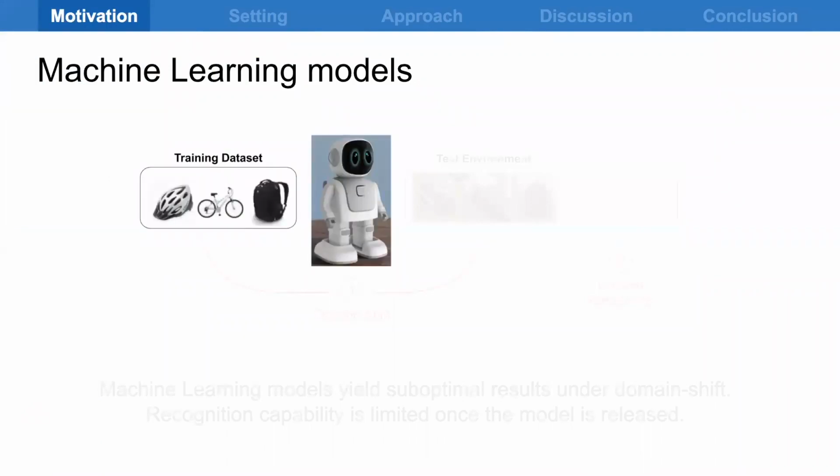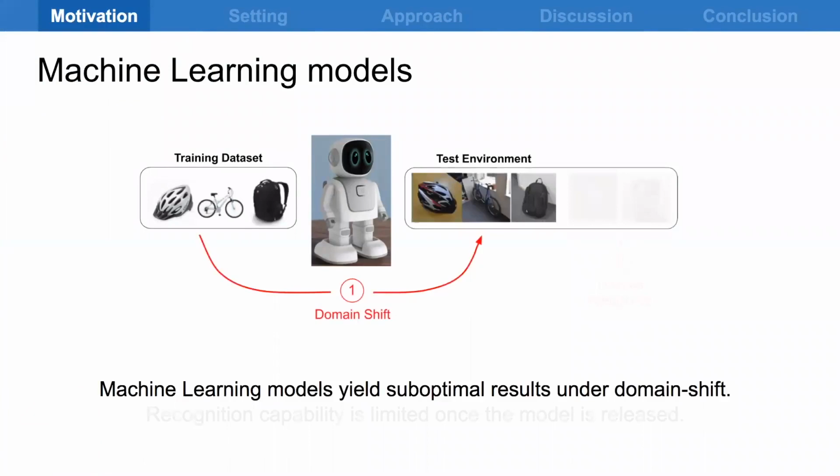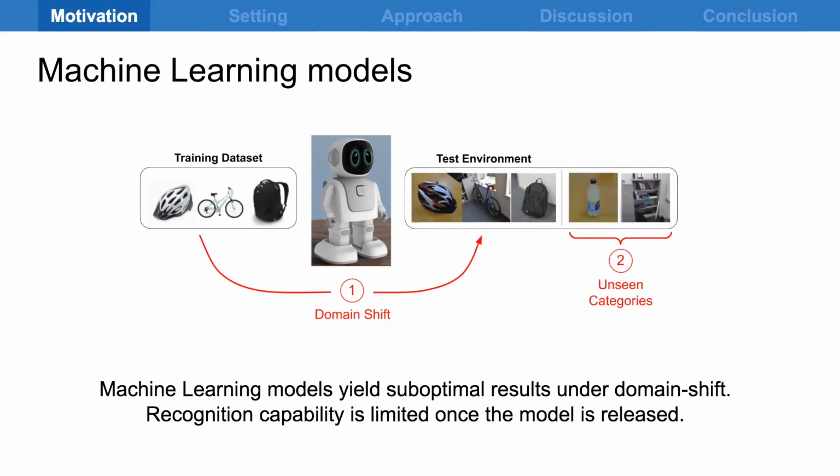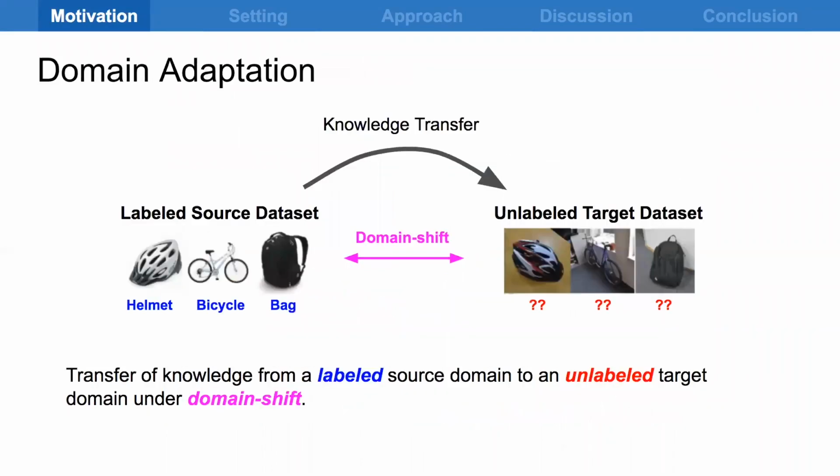Machine learning models commonly face two challenges. Firstly, they yield suboptimal results when there is a domain shift between the training and the test data. Secondly, once a model is deployed in the real world, it misclassifies unseen objects since its recognition capabilities are limited. Therefore, it is essential to upgrade the model for the chosen target domain once it is trained on a source dataset. In many scenarios, it is difficult to obtain labeled samples from the target domain.